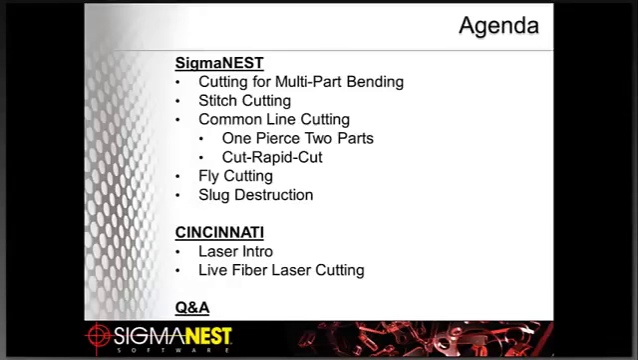As far as the agenda, the topics that we're going to be covering is cutting for multi-part bending. So we're going to line several parts up and stick them all in the press brake at one time. We're going to talk about what stitch cutting is, when it's used, how it's used, and 2 different types of common line cutting. Then we're going to discuss fly cutting and slug destruct. So some of these things that we're going to be talking about is really to give you ideas how in your facility you can make things more efficient, even though you may not be using these exact techniques. Then we're going to turn it over to Cincinnati, who is going to be doing some live cutting out on their machine. So let's go ahead and get started with cutting for multi-part bending.